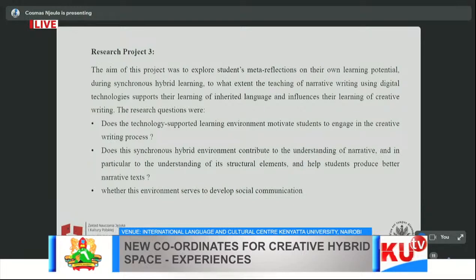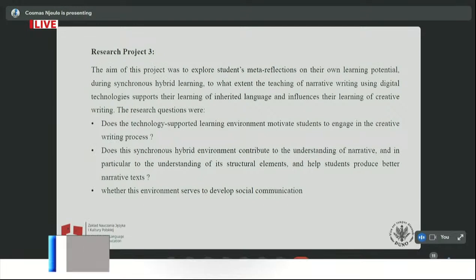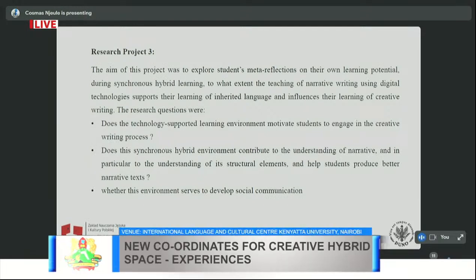The research questions were: Does the technology-supported learning environment motivate students to engage in the creative writing process? Does the synchronous hybrid environment contribute to the understanding of their narrative, and in particular to the understanding of its structural elements, and help students produce better narrative texts? Whatever the environment, it serves to develop social communication.